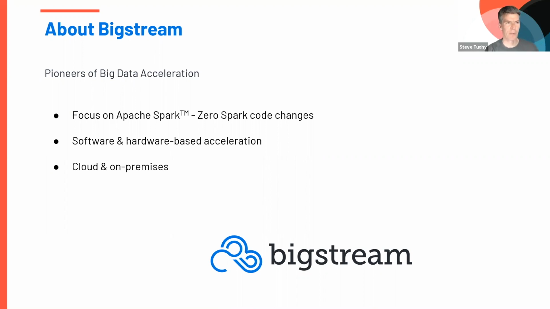Bigstream has been at this for about 5 years, and our focus is Apache Spark. So we have a platform that will cover other platforms beyond Spark, but today the focus is Spark. And what we really focus on is ensuring that the Spark user has zero code change. It's seamless in their usage of running Spark jobs with Bigstream. And basically, at our core is making Spark jobs run faster. And we have a product in the market today that includes both software-driven acceleration as well as hardware-driven acceleration. And we're agnostic to cloud or on-premises deployments.